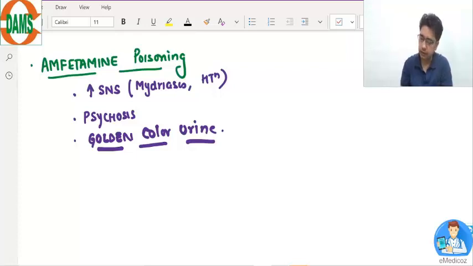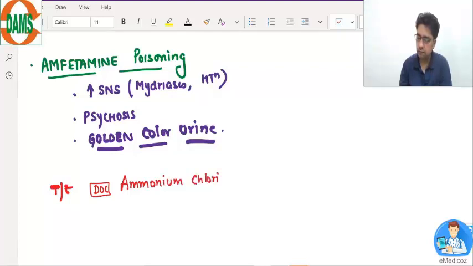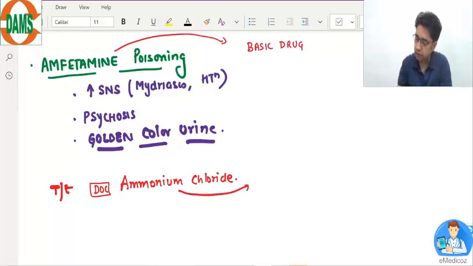Let's see what is the treatment of amphetamine poisoning. The drug of choice for the treatment of amphetamine poisoning is ammonium chloride. Reason: this amphetamine is a basic molecule, a basic drug, and ammonium chloride is given for forced acidic diuresis.